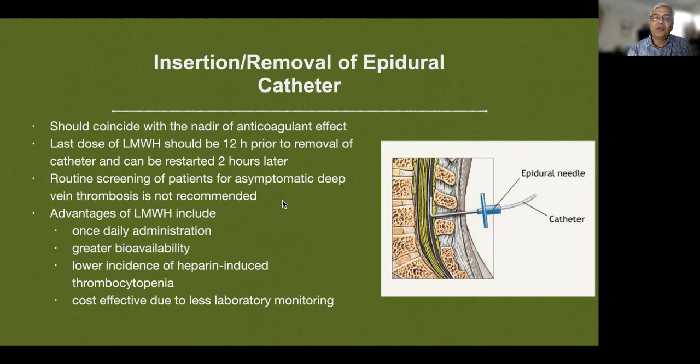We should routinely screen all patients for asymptomatic deep vein thrombosis. But it should not be very thorough screening like a scan. The advantages of LMWH over other methods of providing anticoagulation for prevention of VTE is that it's a once daily administration. It has greater bioavailability, lower incidence of heparin-induced thrombocytopenia, and it is very cost effective due to less amount of laboratory monitoring.